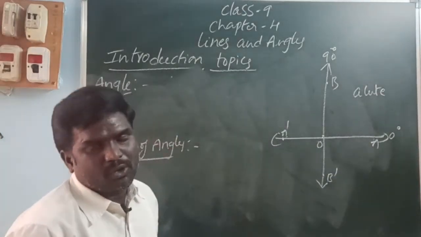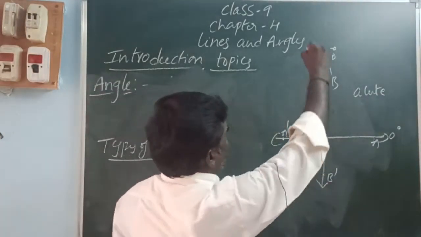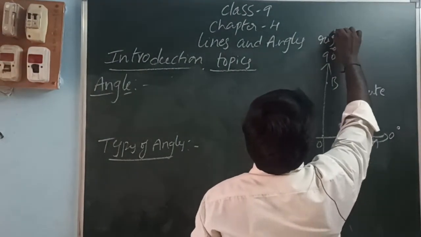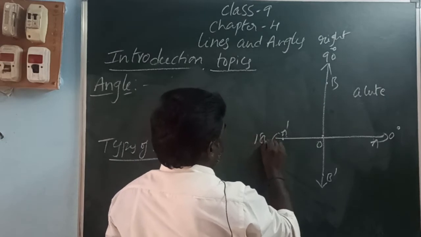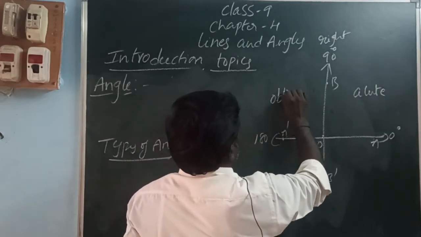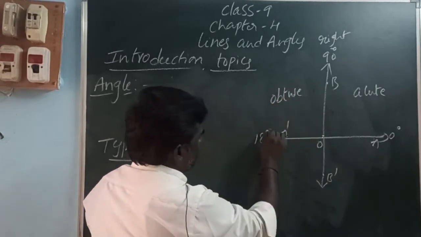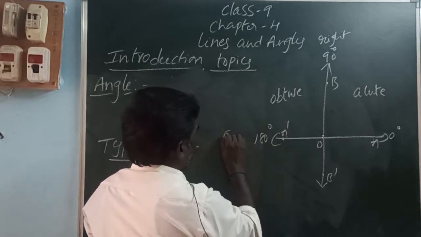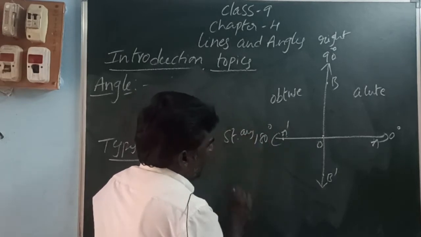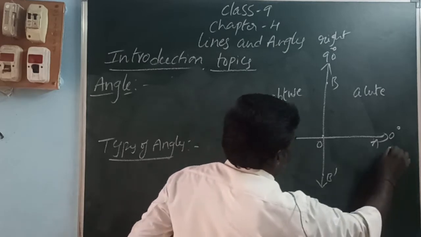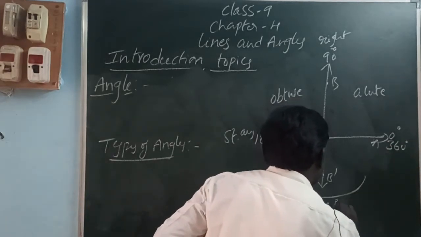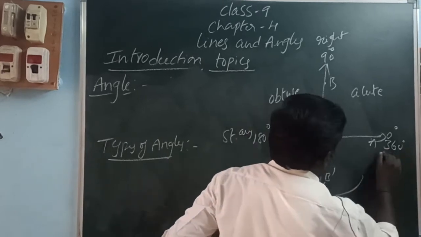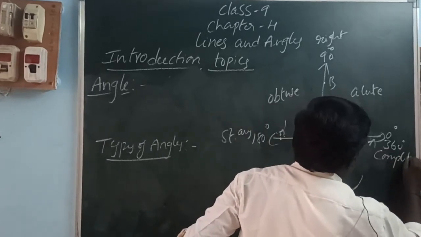Above 0 below 90, that is called acute. 90 degrees, that is called right angle. Next, the angle which is above 90 degrees below 180 degrees, that is called obtuse. The angle is 180 degrees, that is called straight angle. The angle which is above 180 below 360 degrees, that is called reflex angle. The angle is 360 degrees, that is called complete angle.